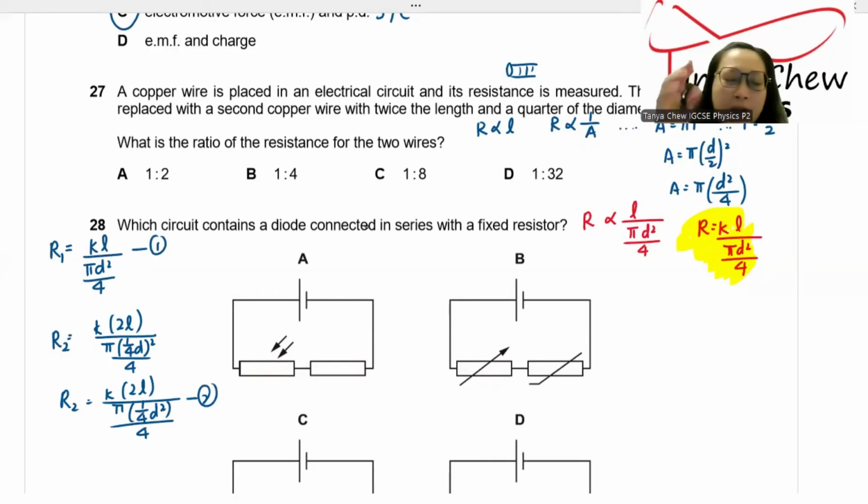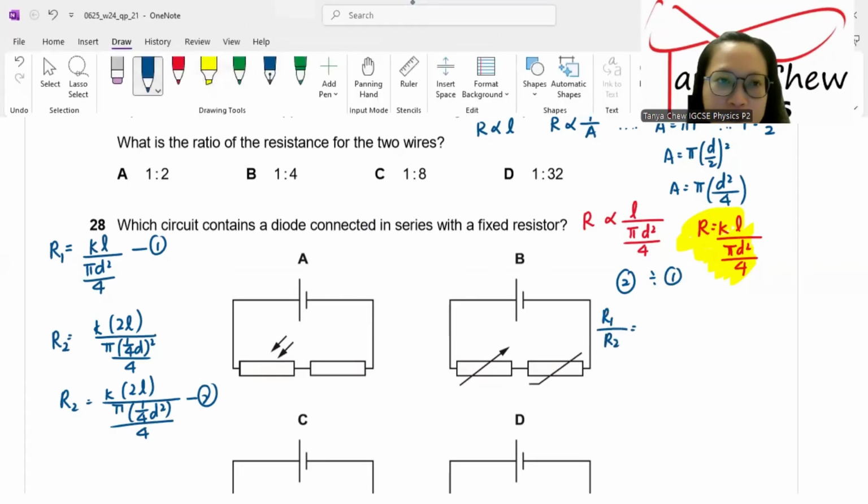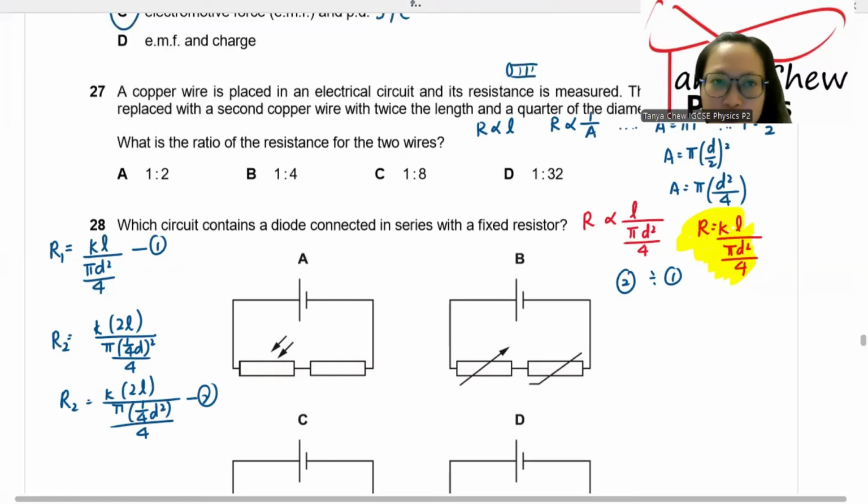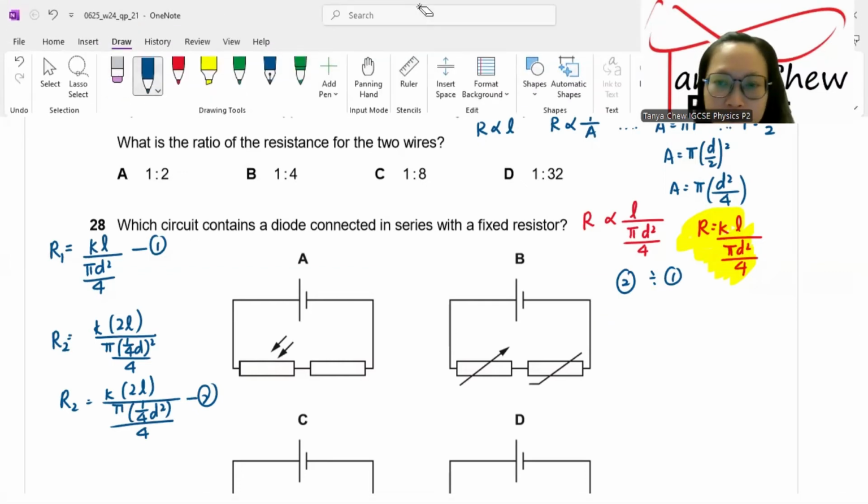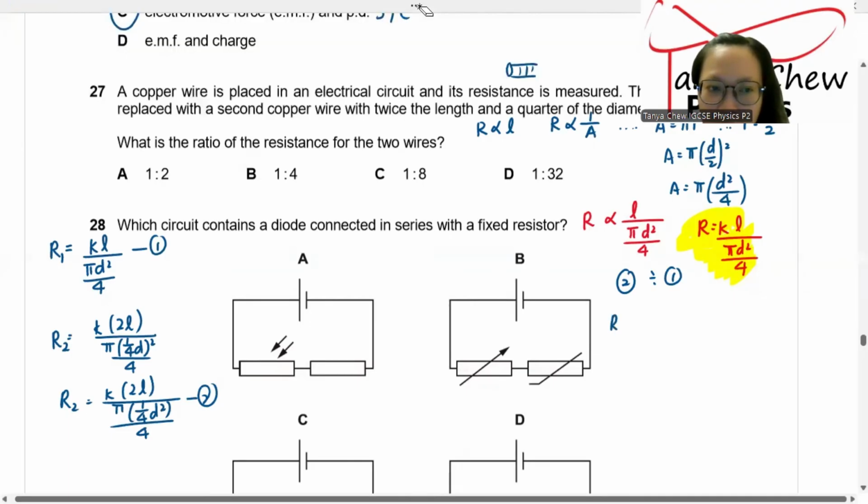Right, so now I am going to solve these two simultaneous equations. On the right hand side, I take equation 2 divided by equation 1. So R1 divided by R2. It is R2 divided by R1 seems to be easier. So I put R2 divided by R1. It's just okay. R1 divided by R2 will do as well.